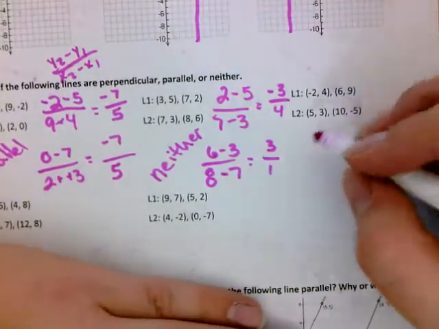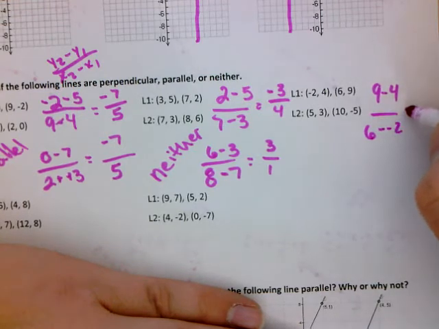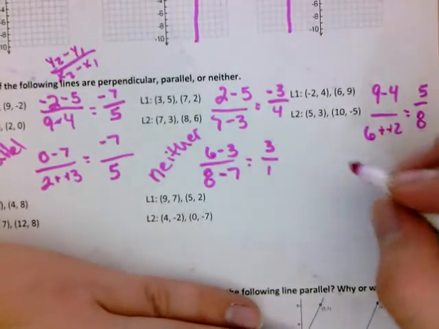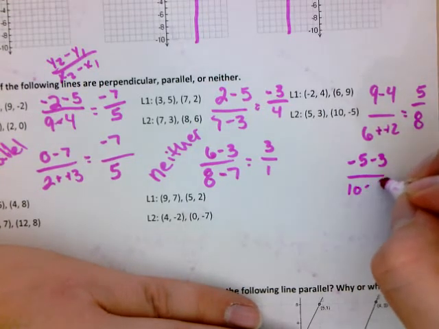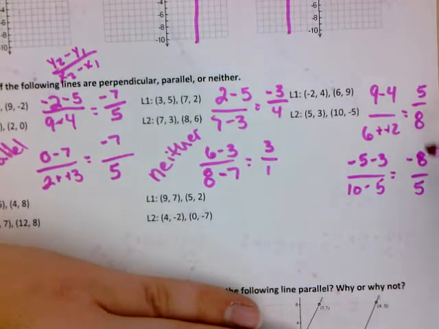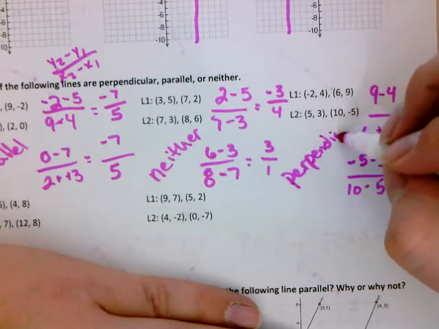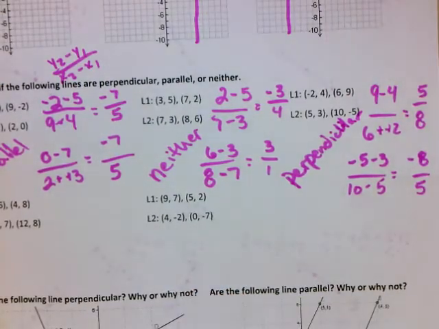Okay, this one, we're going to take 9 minus 4, all over 6 minus negative 2. You should get 5 over 8, because negative, negative becomes positive. Next one, which is negative 5 minus 3, all over 10 minus 5, should give you negative 8 over 5. Now, notice how these are flipped. One's positive, one's negative, so we can call these perpendicular. Okay, so those are perpendicular.